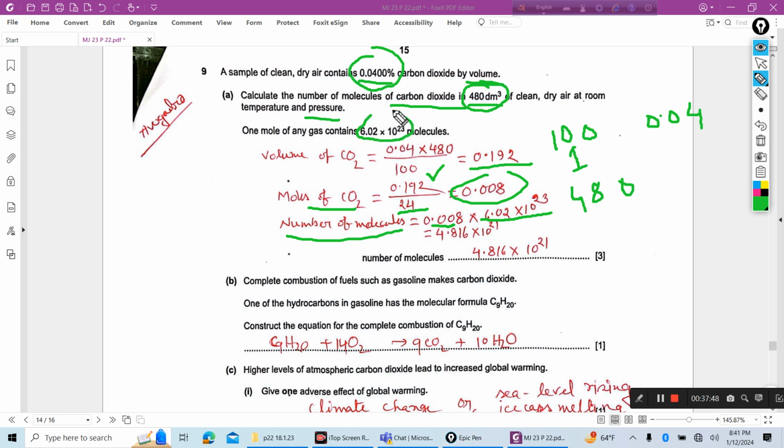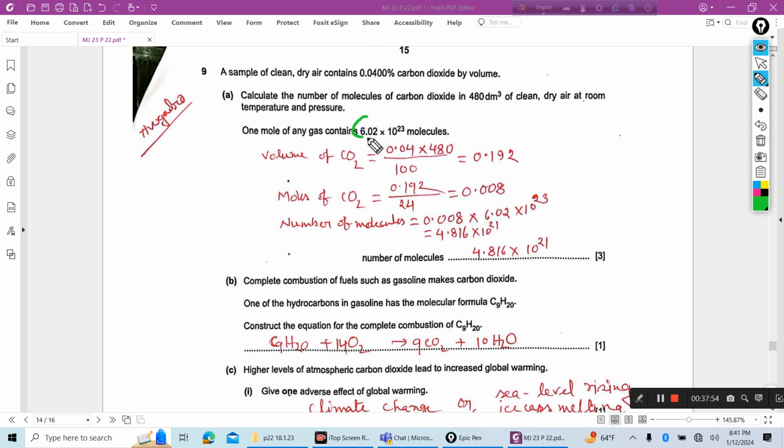1 mole of gas contains these molecules, so 1 mole gas contains 6.02 into 10 to the 23 molecules. So 0.008 mole carbon dioxide contains how many molecules? Just multiply.